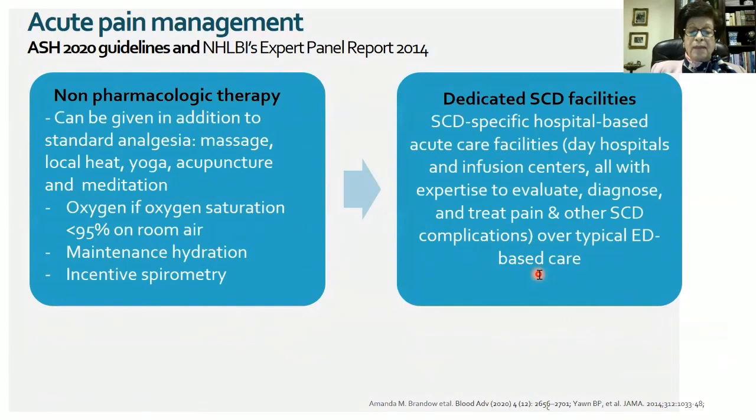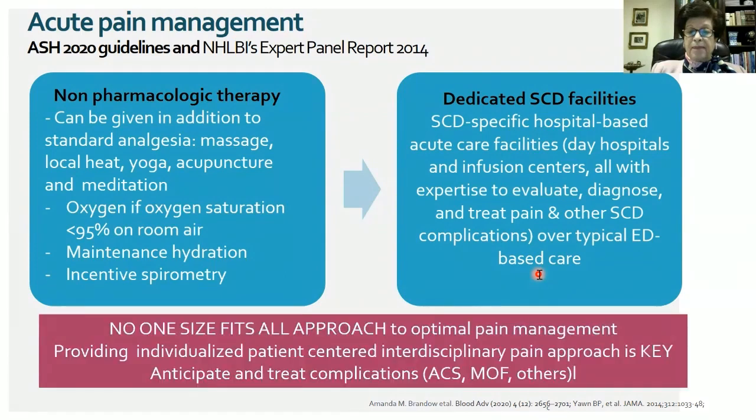We need to remember if somebody has a low oxygen saturation, oxygen has to be supplemented, with maintenance hydration and not overhydration to minimize progress to acute chest syndrome, and incentive spirometry. And anybody with VOC should be treated only in dedicated sickle cell disease facilities. These could be hospital-based acute care, day hospitals, infusion centers, but the most important is to have expertise to evaluate, diagnose, and treat pain and other complications. And this is preferred over typical emergency department-based care.